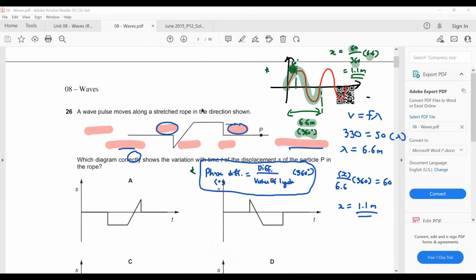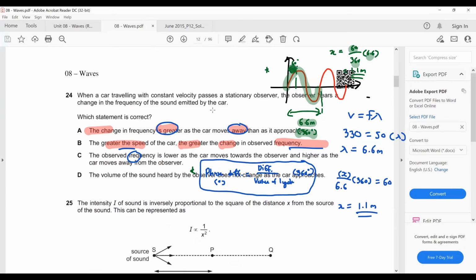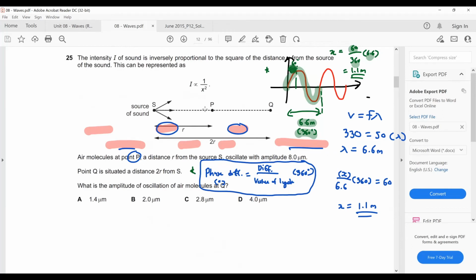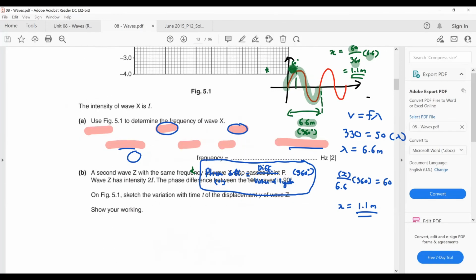Then after that, let me just see some other questions that we can do. Phase difference, question 2, question 3. Let's just see page 13.